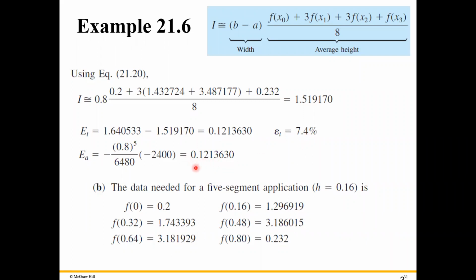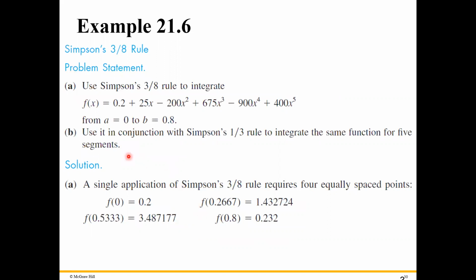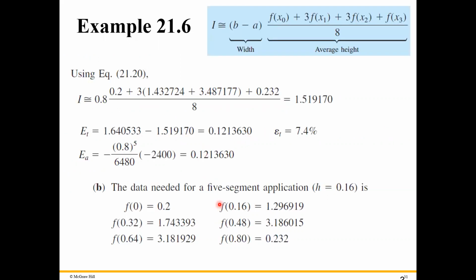Okay, so this was part A, and then we can find its approximate error by the formula. In the second application of this example, we can do this also in conjunction with the Simpson's 1/3 rule. So in this case, we will need 6 data points, and then there will be 5 segments.